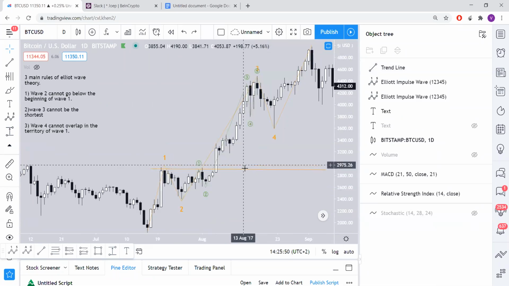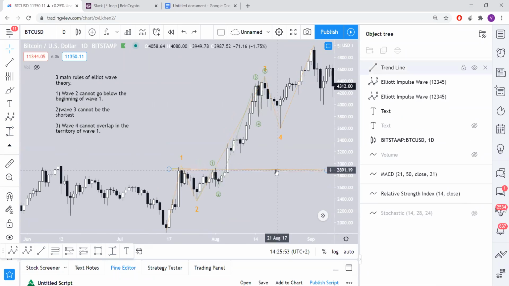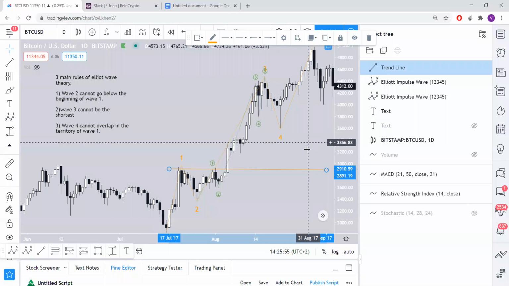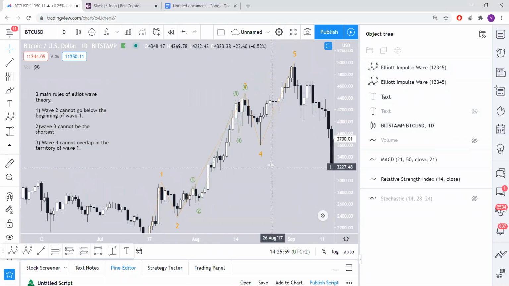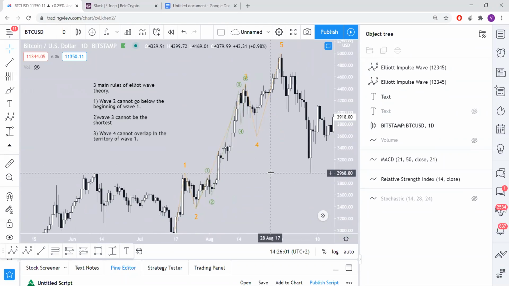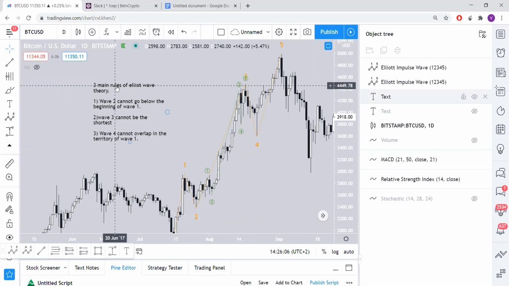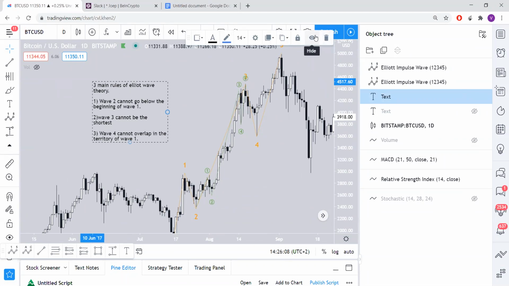Okay, so because of these rules, and because of the fact that all the subwaves have to follow the same rules, one of the easiest ways I found to differentiate between corrective and impulsive structures is overlap.